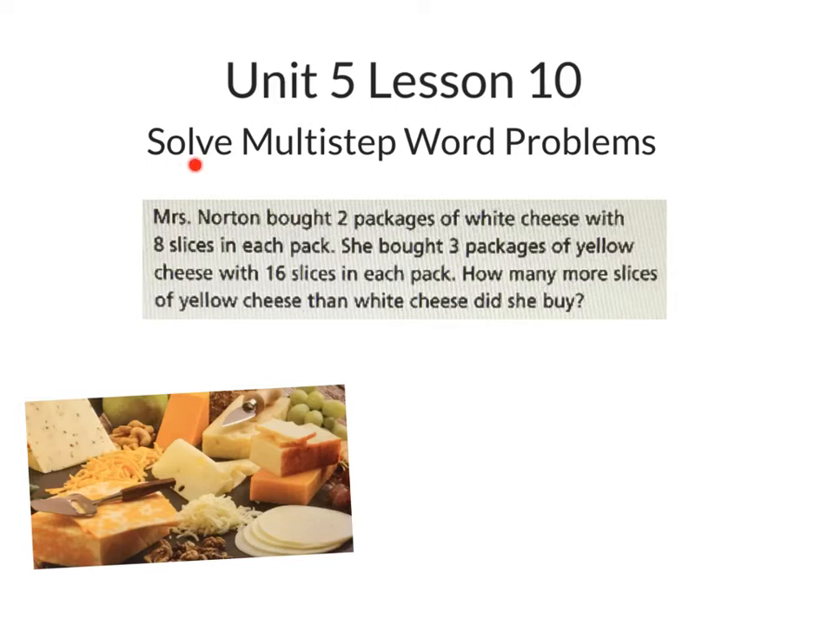Today we'll be working on solving multi-step word problems, so we'll have more than one thing to do in order to solve our problem. This first one on the page is an example of that. It says, Mrs. Norton bought 2 packages of white cheese with 8 slices in each pack. She bought 3 packages of yellow cheese with 16 slices in each pack. How many more slices of yellow cheese than white cheese did she buy?